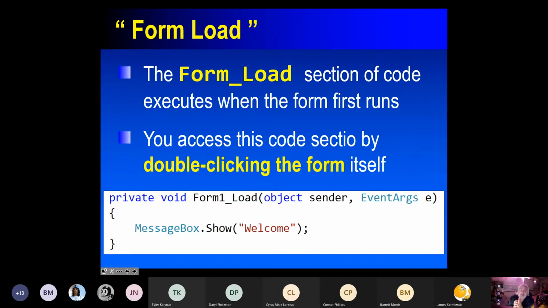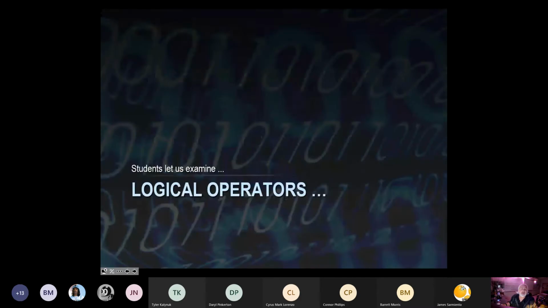We'll also, in the example today, access a piece of code called form load. Some of you have maybe already seen this a little bit. Form load is the code that runs when a form first appears on the screen. You'll see how we do that and where that goes today in the example and tomorrow in the example. One last thing before we start our example.